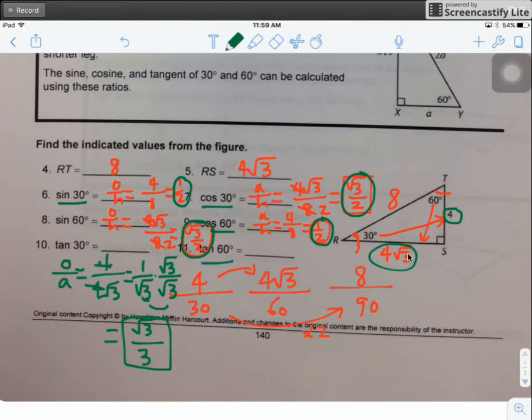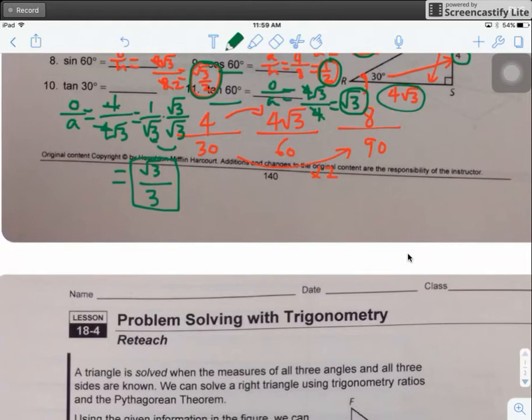And the last question is tangent of 60. Using the same ratio, tangent is opposite over adjacent. Opposite of 60 is actually 4 radical 3 over the adjacent, which is 4. Again, the 4's get canceled out, and it is radical 3. And since we don't have any radical underneath the fraction, we are okay with radical 3 as an answer. So that's the final answer. And that is all for reteaching 18.3.